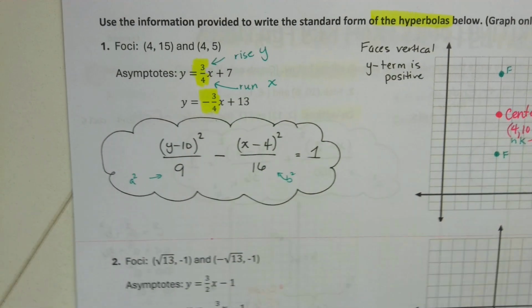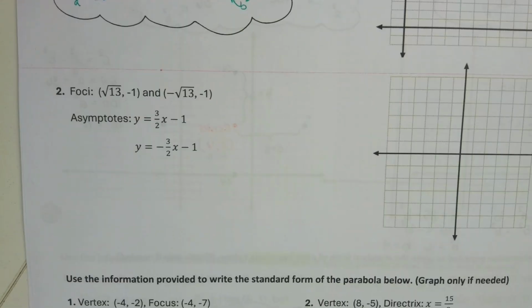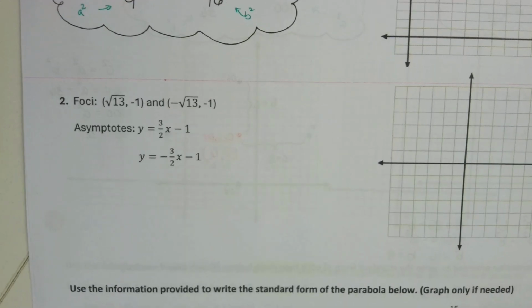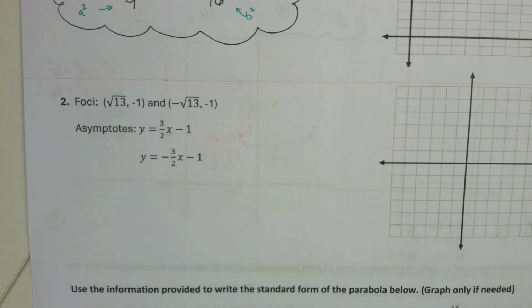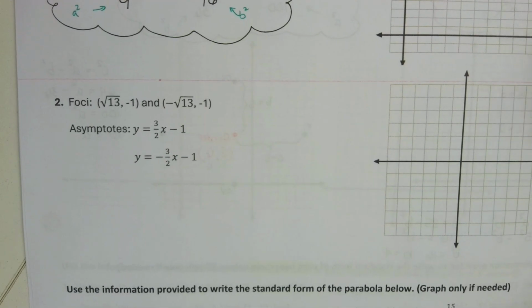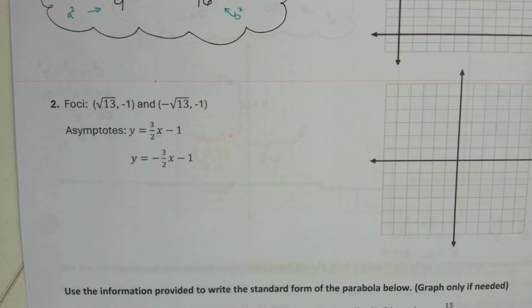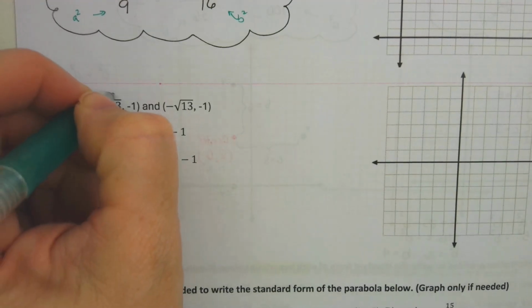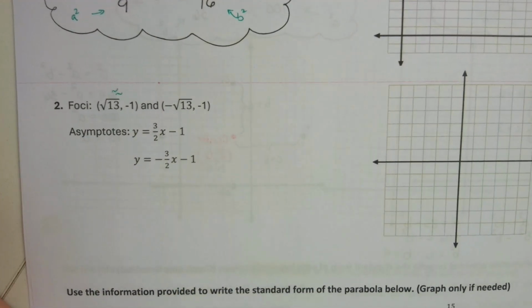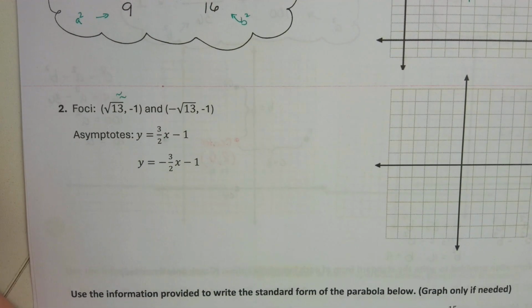All right, second one is the same. We have not so pretty foci numbers. That's okay. Square root of 13, -1, and negative square root of 13, -1. What is square root of 13 approximately? No calculator needed. Just find your closest perfect square.